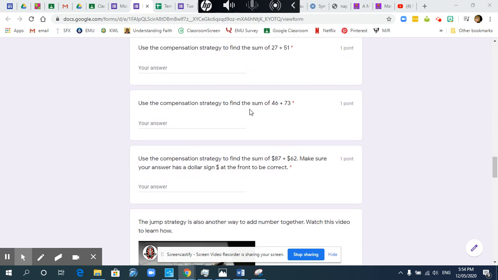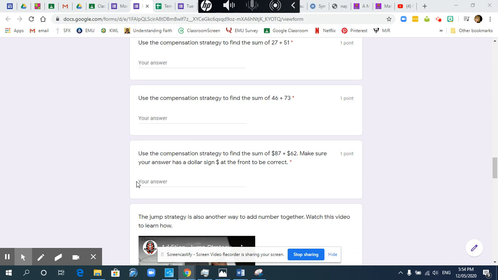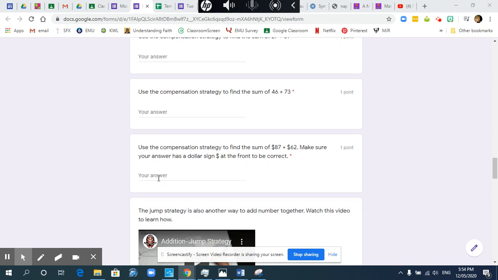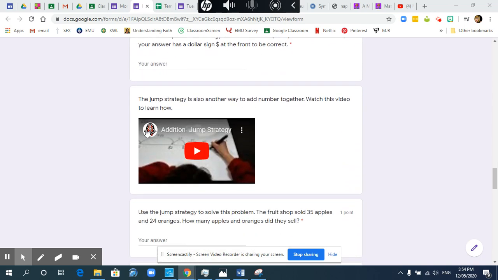Use the compensation strategy to find the sum of 46 plus 73. And again, you need to figure it out. If you need to on a piece of paper, write your answer in here. Use the compensation strategy to find the sum of 87 plus 62. Make sure your answer has a dollar sign at the front to be correct. We're talking about money here. Use the compensation strategy to find the sum of $87 plus $62. Make sure it has the dollar sign at the front to be correct.